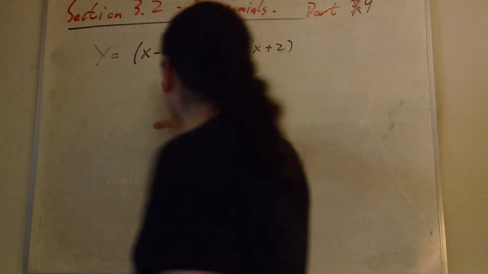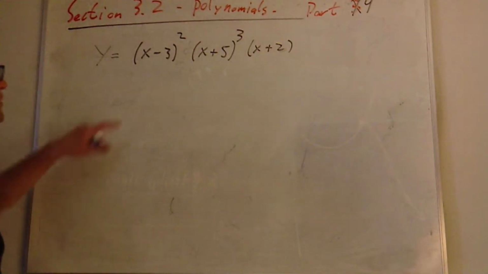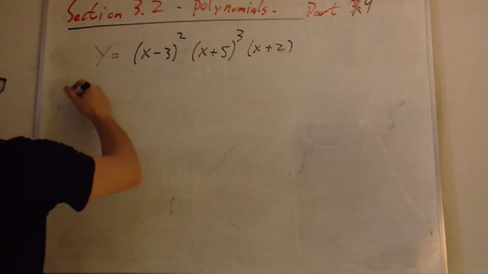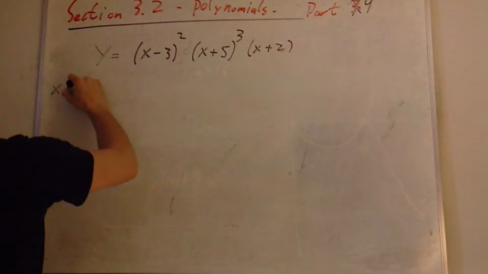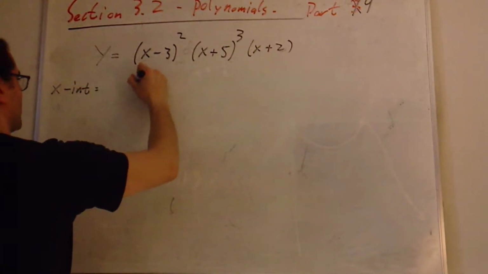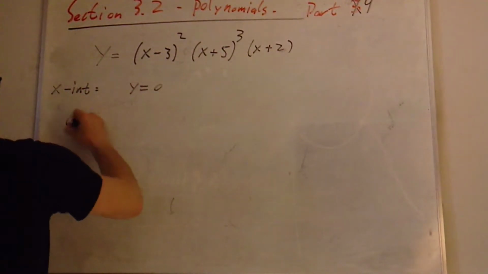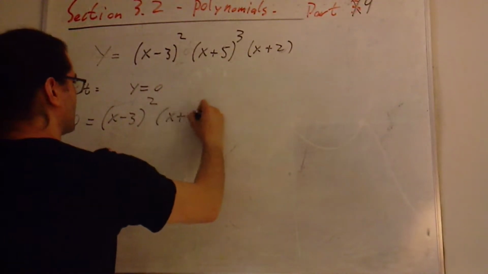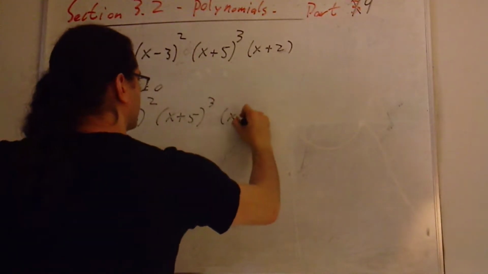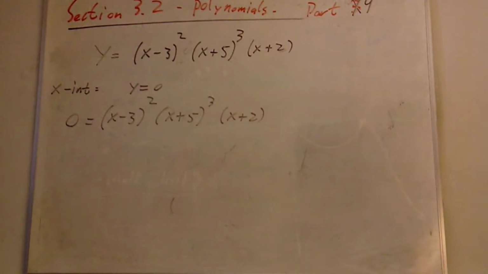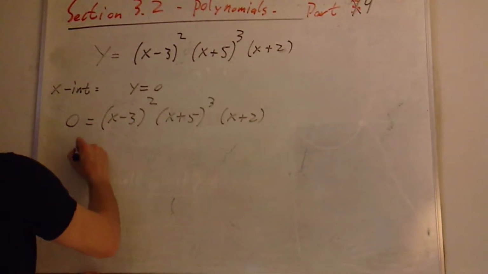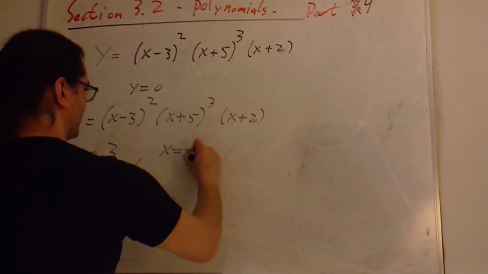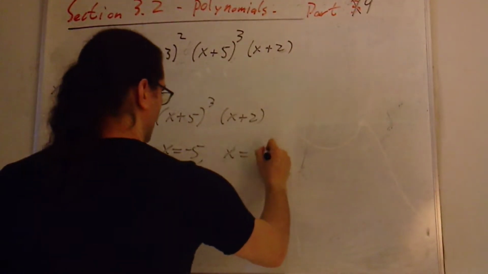So instead, we're just going to look at this pre-factored thing right here, and we're going to start talking about the x-intercepts. X-intercepts happen when y equals 0. So that would give us 0 equals x minus 3 squared times x plus 5 cubed times x plus 2. So right away we can see that our intercepts should be x equals 3, x equals negative 5, and x equals negative 2.